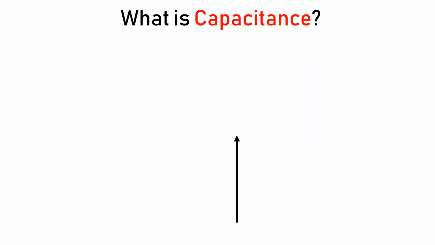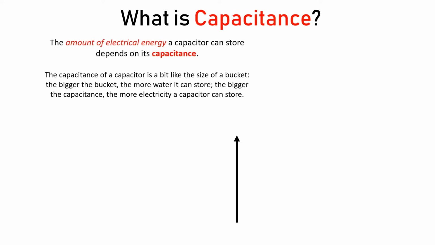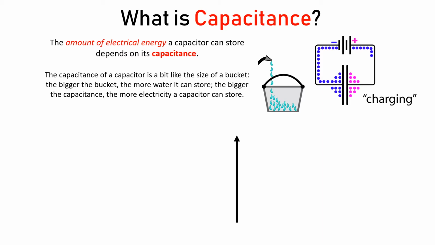What is capacitance? The amount of electrical energy a capacitor can store depends on its capacitance. The capacitance of a capacitor is a bit like the size of a bucket. The bigger the bucket, the more water it can store. The bigger the capacitance, the more electricity a capacitor can store. How do we measure capacitance?